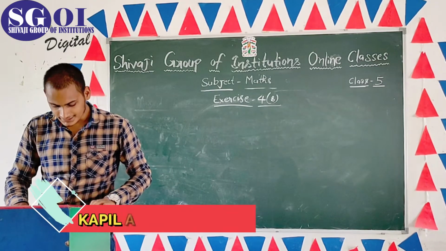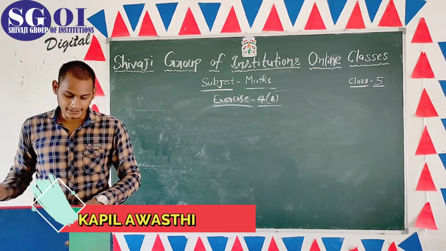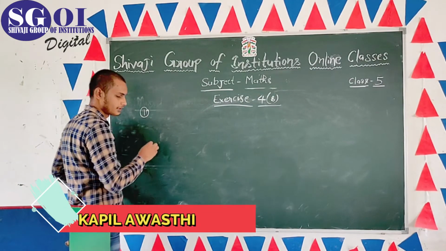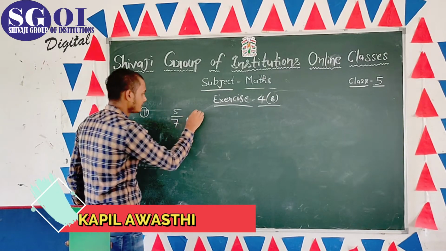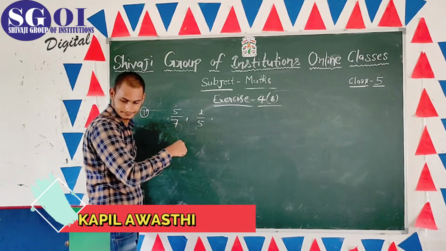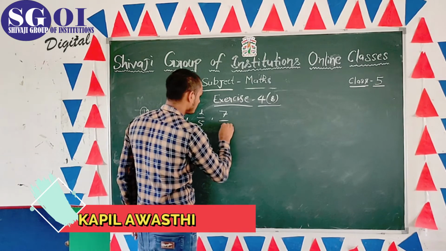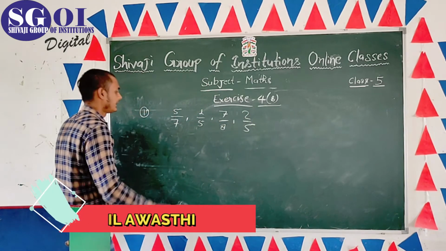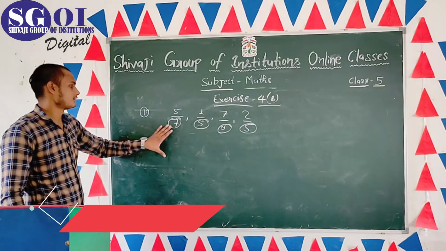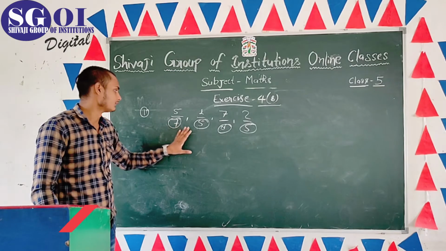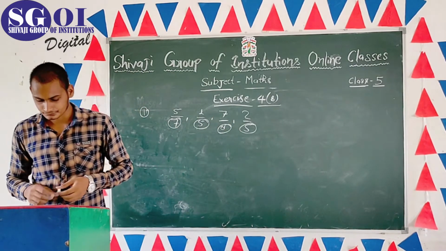So, question number 1 is 5 upon 7, 1 upon 5, 7 upon 8, 2 upon 5. Here the denominators are different, so it is not a like fraction.